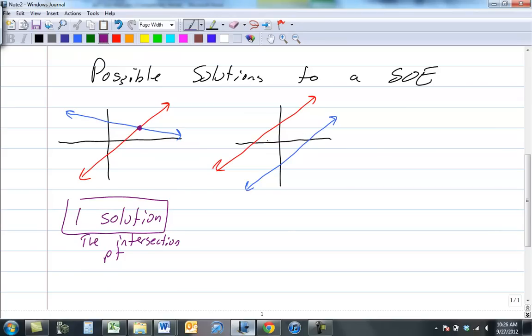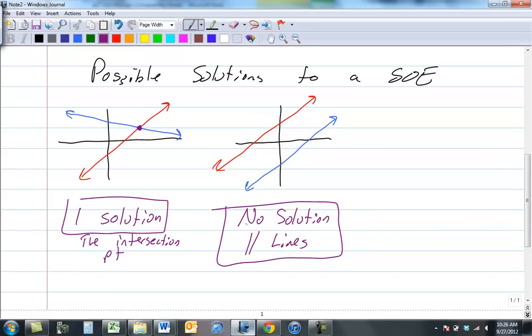How many solutions does this have? Well, if the intersection point is the solution to a system of equations, and if parallel lines do not intersect, this system of equations has no solutions because these are parallel lines. Now, if you get one that has no solution, parallel lines, I want you to write that out. No solution, parallel lines.